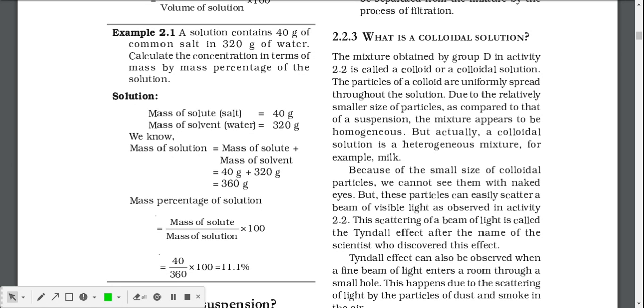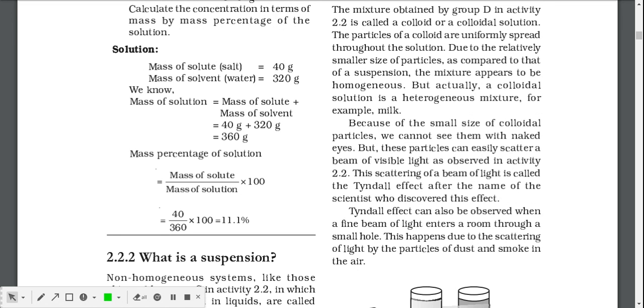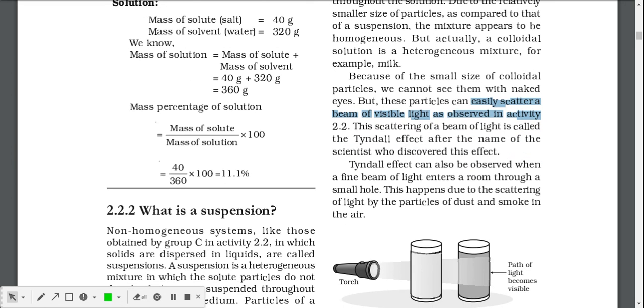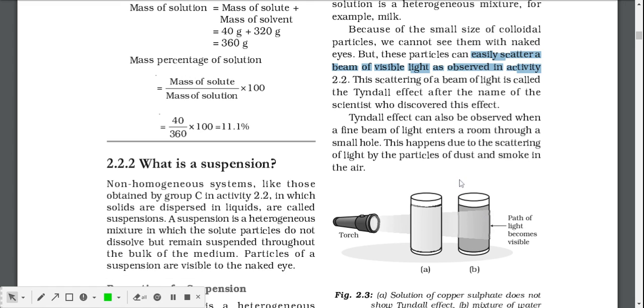मिक्सचर क्या है? Mixture appears homogeneous, but it is actually heterogeneous in nature. For example, milk. Because of the small size of the colloidal particles, we cannot see them with naked eyes, but these particles can easily scatter a beam of light as observed in the activity. You can see this activity. So in this, the light can be scattered. This scattering of a beam of light is called Tyndall Effect after the name of the scientist who discovered this effect.